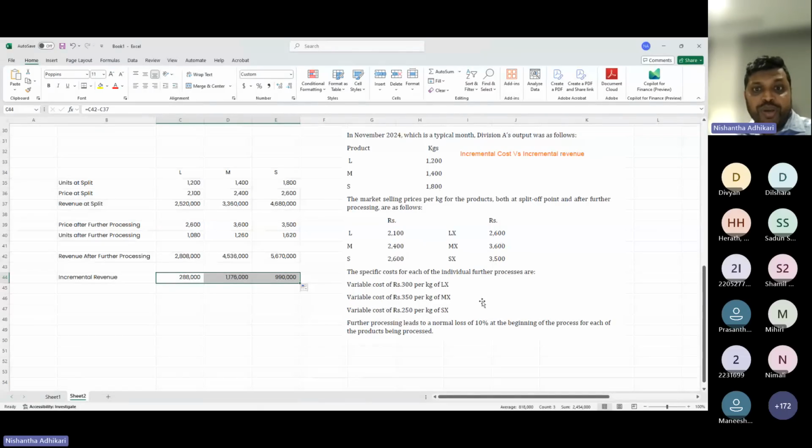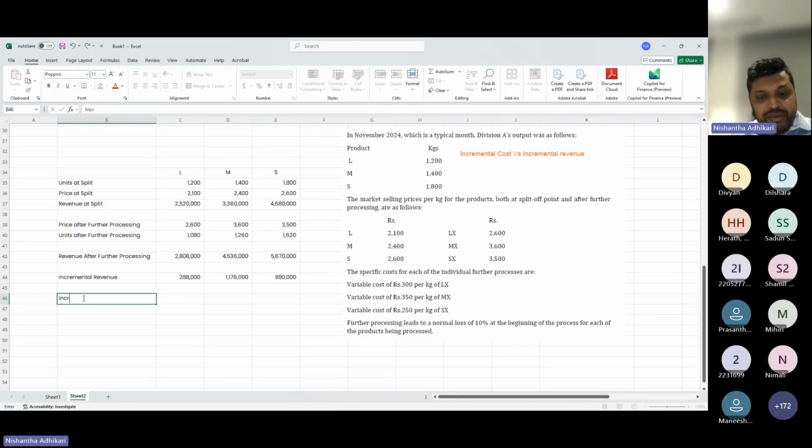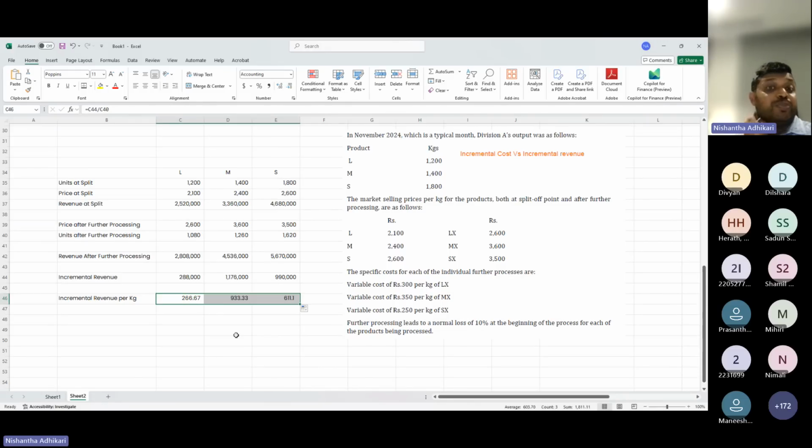Now, in addition, there's a variable cost of further processing of LX, MX, and SX: 300, 350, and 250. Now, we will calculate incremental revenue per kg after further processing. The incremental revenue you have got after further processing of 1080, that is the output you have got, is 267 per kilogram. Likewise, you can calculate the incremental revenue per kilogram. Then compare it with the incremental cost per kilogram.